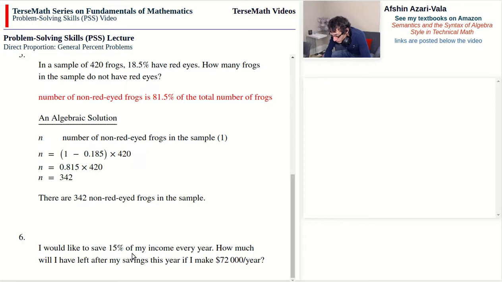after those savings. So again, it's similar to a sale price problem where you cut off the amount of discount from the price, and here we have to cut off the amount of savings from my income.